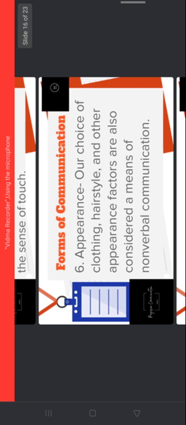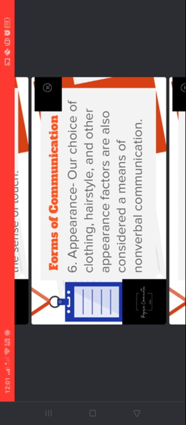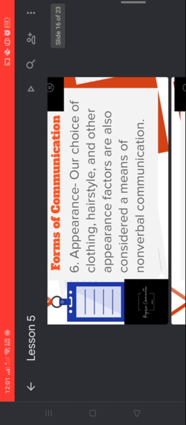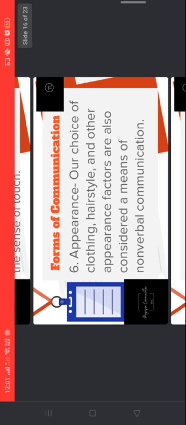Okay. The sixth one is appearance. Why is appearance important when it comes to communication? Yes, of course. Because first impression lasts. And if ever you are neat looking, good looking, you are very clean, then of course people will have a message that you are a person of responsibility. That's why appearance is important.